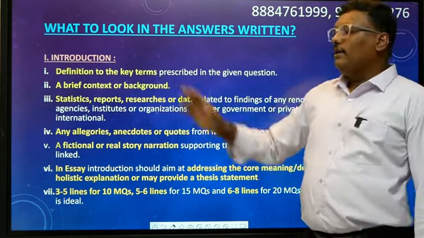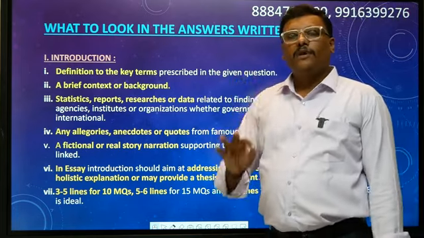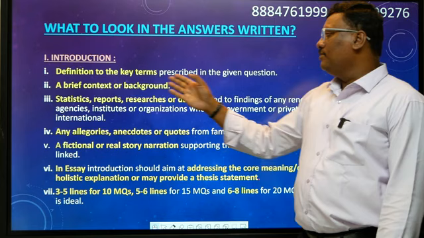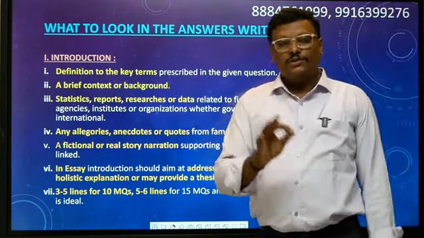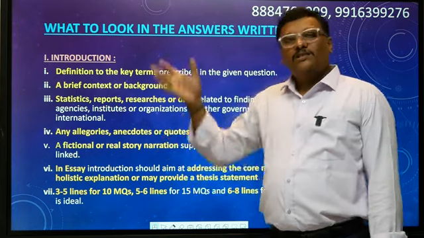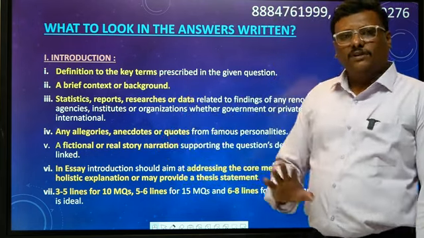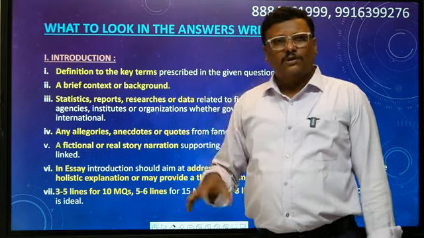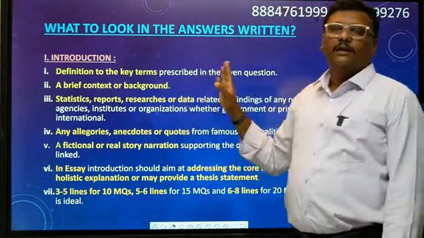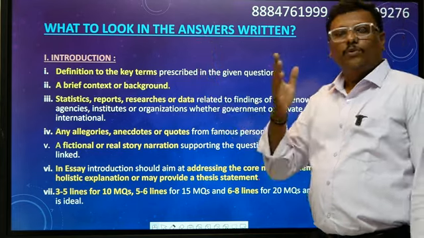As I said, you can introduce any topic by simply defining the core terms or the basic terms prescribed in the given question. You have 20 questions in a GS paper. You don't follow the same pattern in every answer. I've seen many students writing the same introduction, body, conclusion, always trying to only define the core term and moving on with the body.